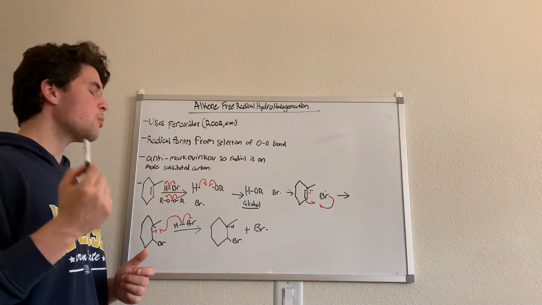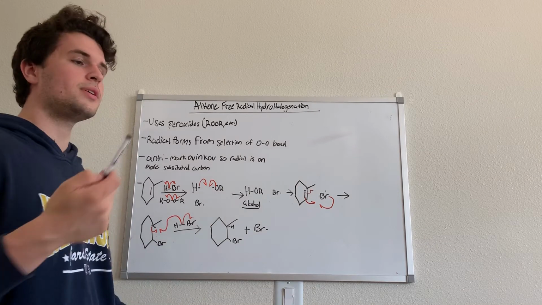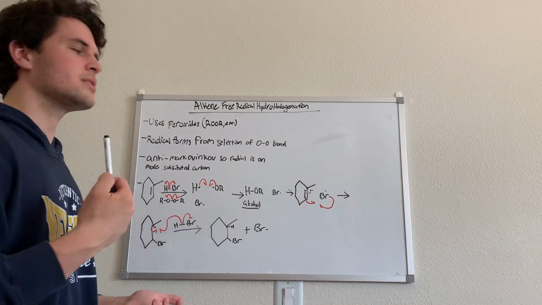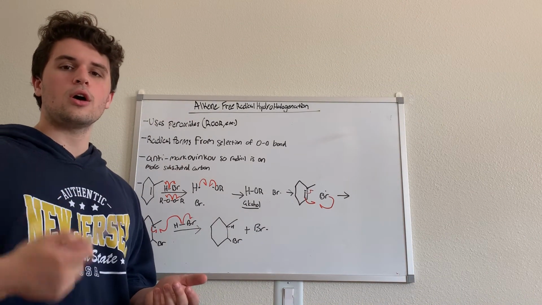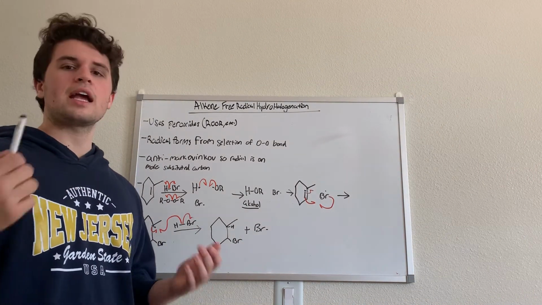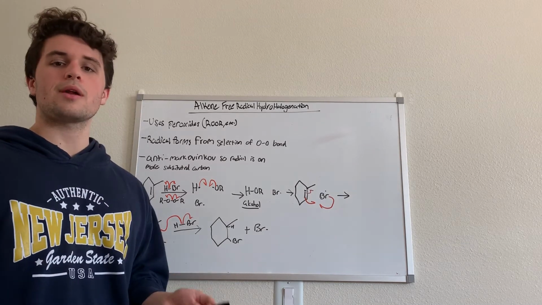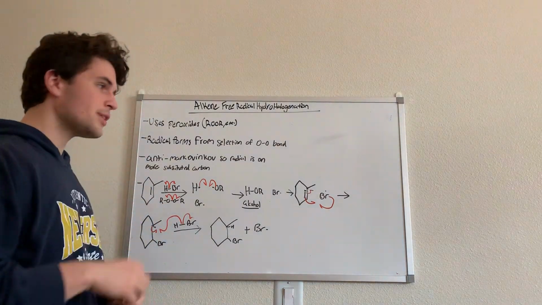So the radical will be on the more substituted carbon, and the halogen will be on the less substituted carbon. The reason it follows anti-Markovnikov is that the more substituted the carbon a radical is on, the more stable it is. It's able to hold the stability better, similar to a carbocation. So I've got a quick example here.